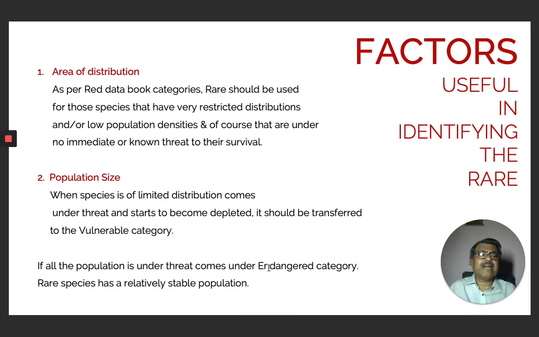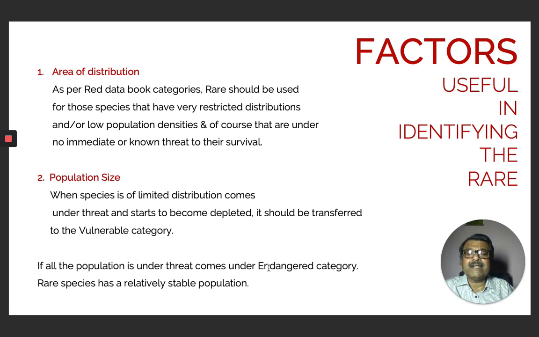Next, the factors which are used for identifying these rare individuals. One is area of distribution. In the Red Data Book, these two criteria are largely used for identifying the rare individuals, like the species' area of distribution, whether it is restricted to a certain place or they are scattered, and their population density is small. So area of distribution is considered when the species is considered for the rare category.